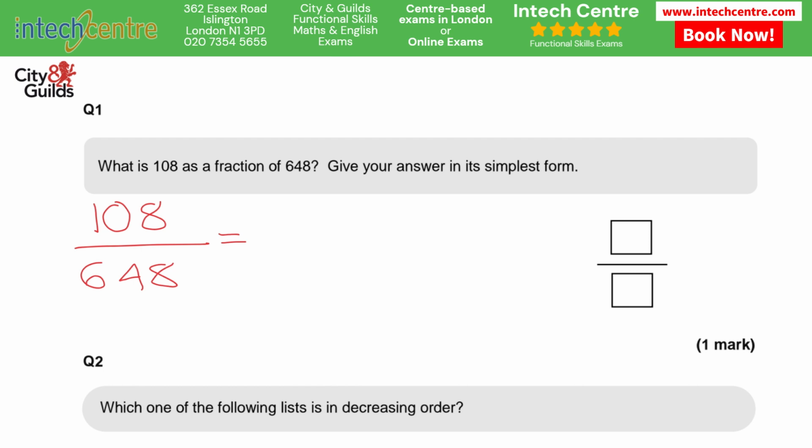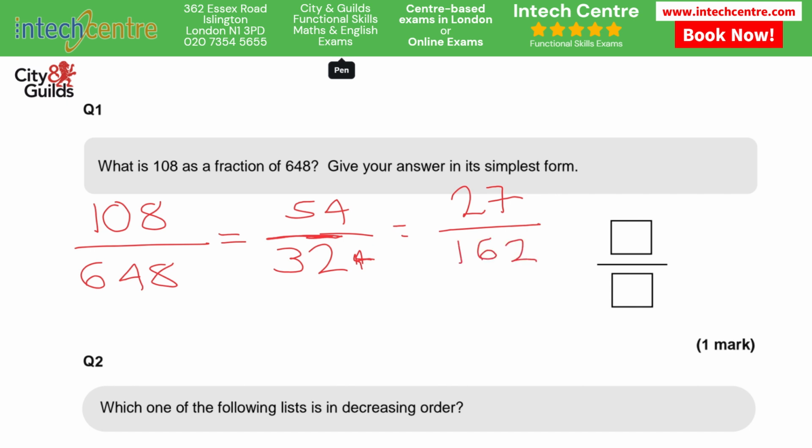So if we were to divide both of them by 2, we have 54 over 324. Now, once again, we can divide both numbers here by 2 again. So now we have 27 over 162. This is the same as 9 over 54 if we were to divide both numerator and denominator by 3.